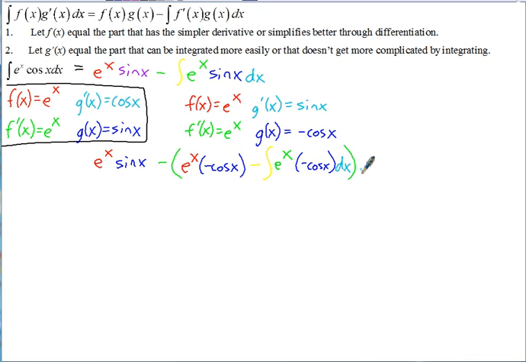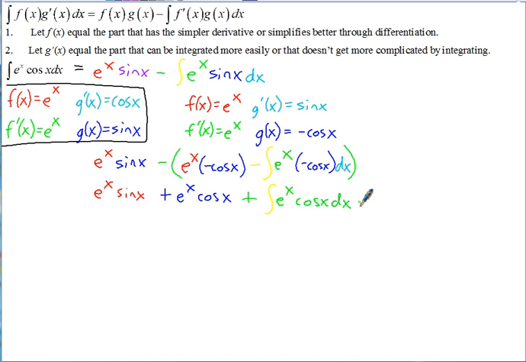Now let's go ahead and just simplify this a bit. So we got e to the x sine x. If we distribute the negative, there's already a negative, that's going to make it plus e to the x cosine x. And then the negatives cancel out there, making it plus the integral of e to the x cosine x dx.